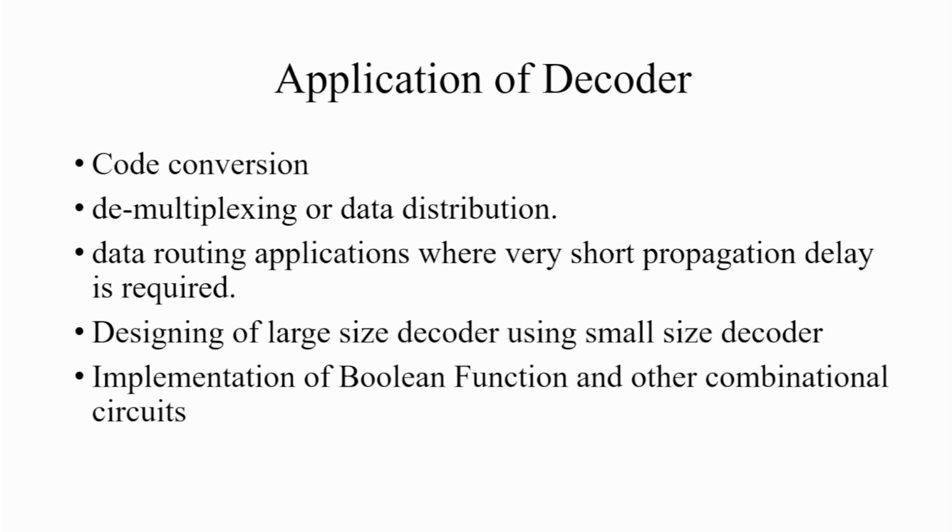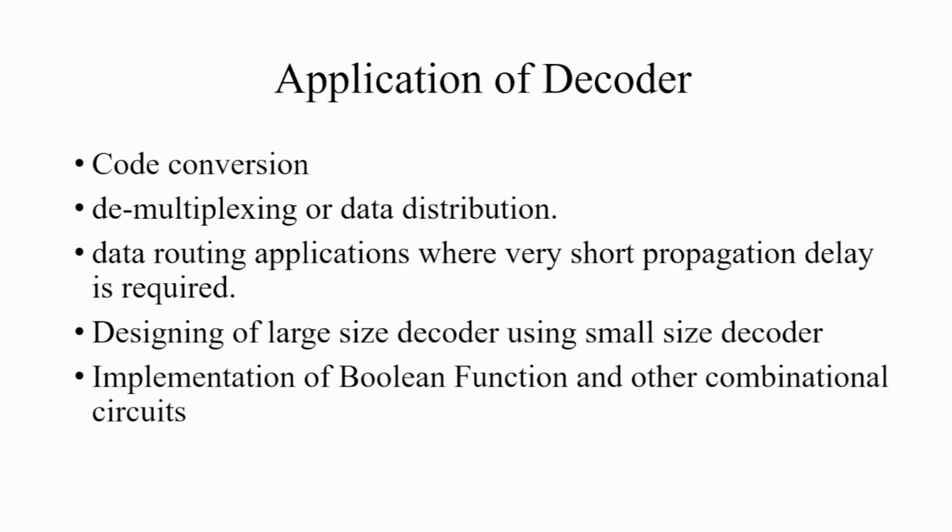Similarly, design a 4 to 16 decoder by using a 3 to 8 decoder and a 2 to 4 decoder. Similarly, design a 5 to 32 decoder by using a 2 to 4 decoder, or by using only a 3 to 8 decoder, and so on. So, this is one of the applications: designing a large size decoder with the help of a small size decoder. When a small size decoder is given, we can also make a large size decoder.